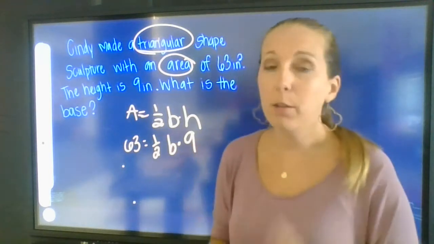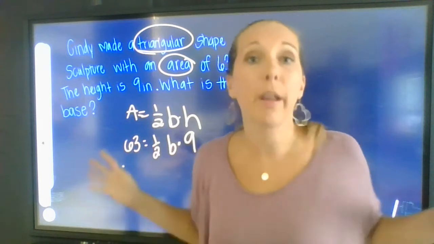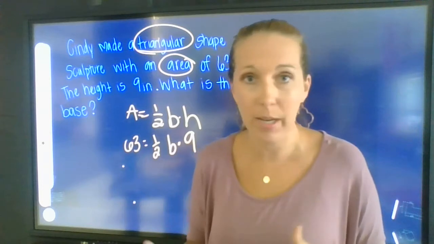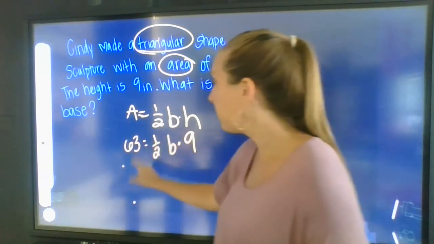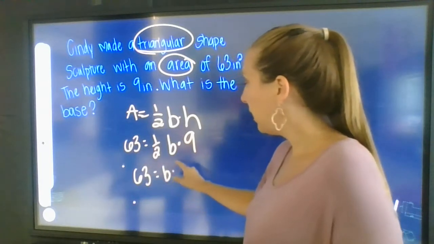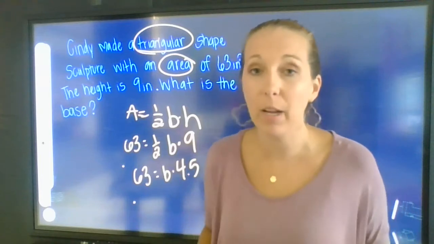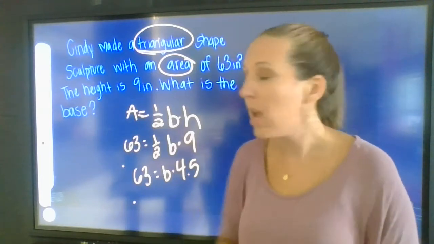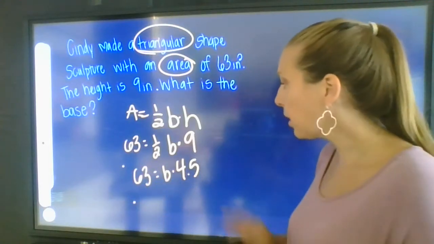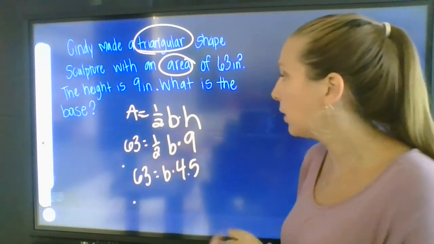Now, a few things we can do here. I've had kids sometimes that like to just go ahead and get rid of that fraction. And that's okay, because decimals are numbers too. You don't have to panic over a decimal. So I could go ahead and say 1/2 of 9. So 63 would equal B times 4.5, because that's taking 1/2 of 9. That's completely okay. If you want to get rid of that, that's fine. But then we would still have to divide both sides by 4.5. So there's maybe a little bit more confusion there, but again, if it works for you, that's fine.